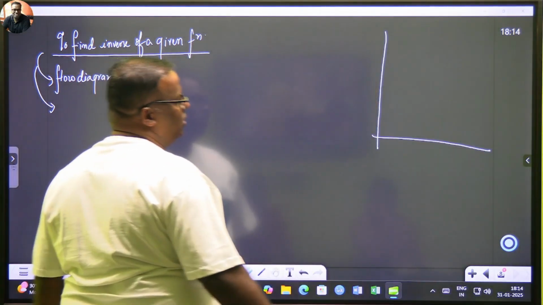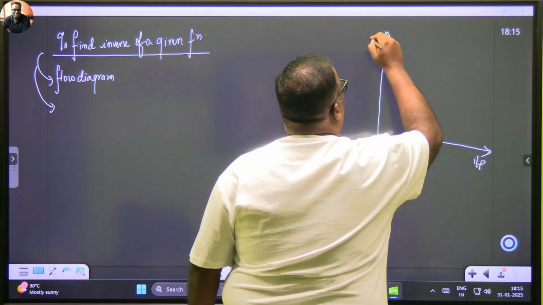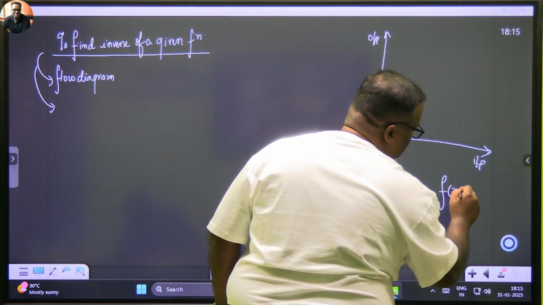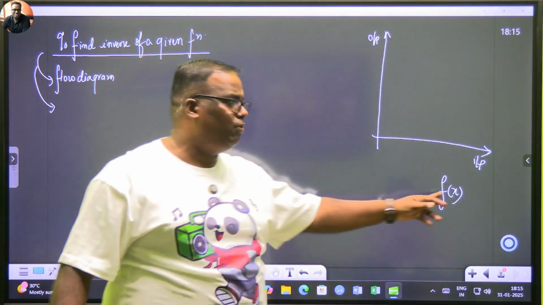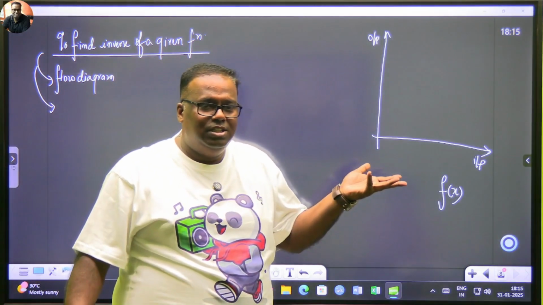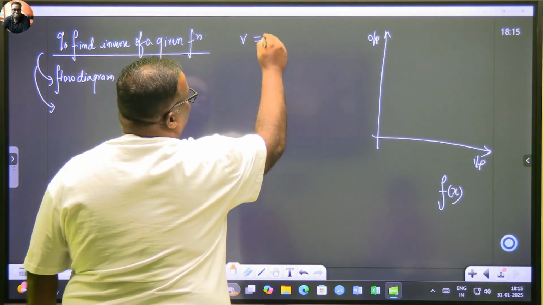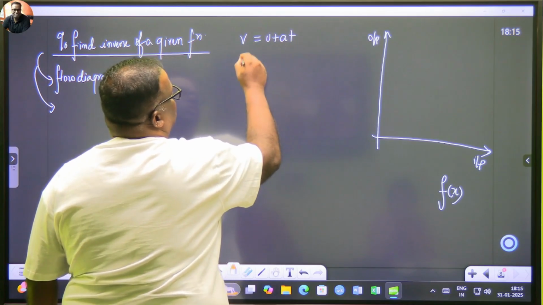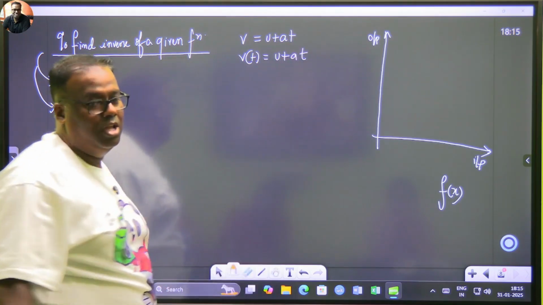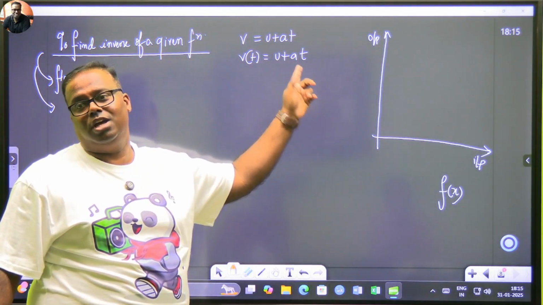Whenever we plot a function, the x-axis is always taken as the input and the y-axis is always the output. So far we have been talking about functions only in terms of a variable x, because that's easy to understand. Sir, can this be f of t? Why not? v is equal to u plus at. Have you learned v equal to u plus at? Yes. So we write it as v of t is equal to u plus at, where t is the variable. Velocity at time t is equal to the initial velocity plus acceleration times the time.